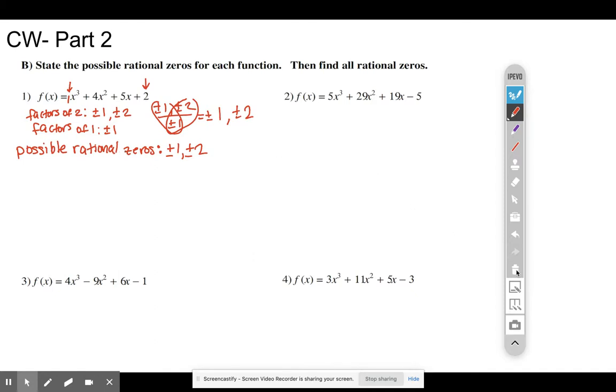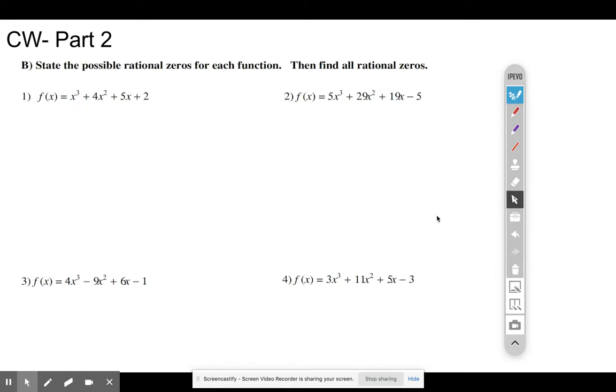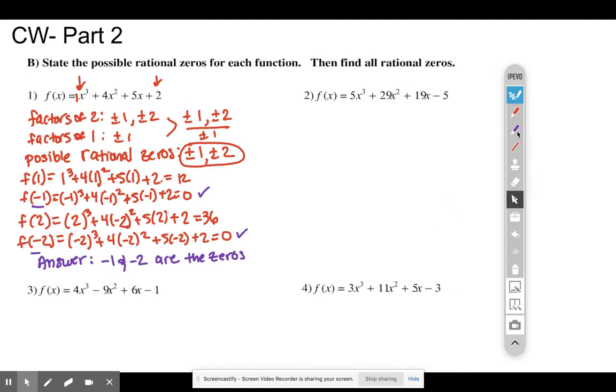So I'm going to show you how to plug those in. If you take a calculator and plug in 1, it won't give you the right answer. It would actually give you 12. So what I mean by plugging in 1 is 1 into the equation. X cubed, so 1 cubed, plus 4x squared, so 4 times 1 squared. So your x is 1. 5 times 1 plus 2, that gives you 12, so that's a no.